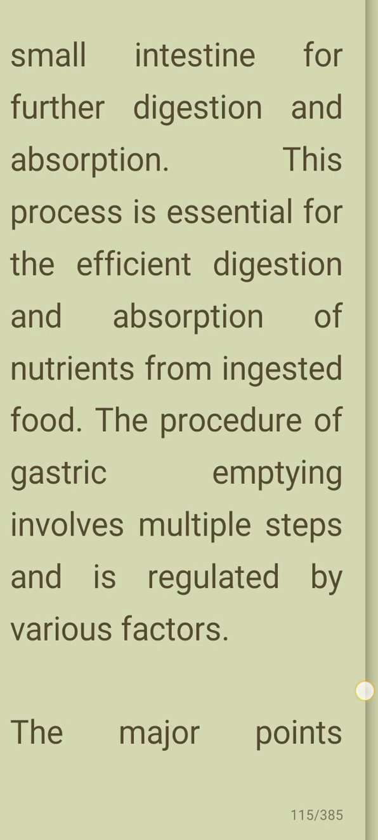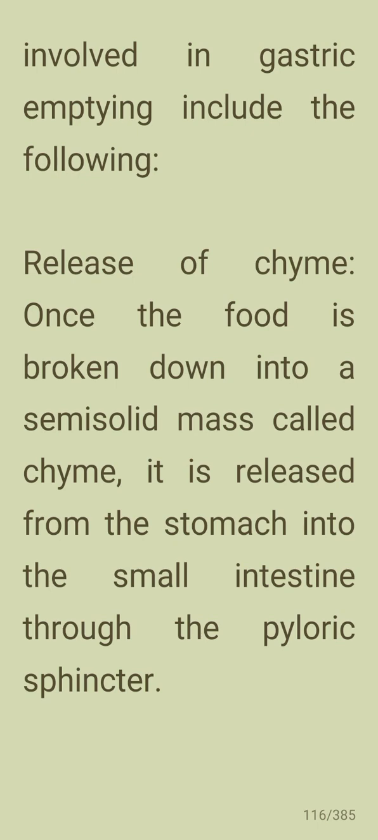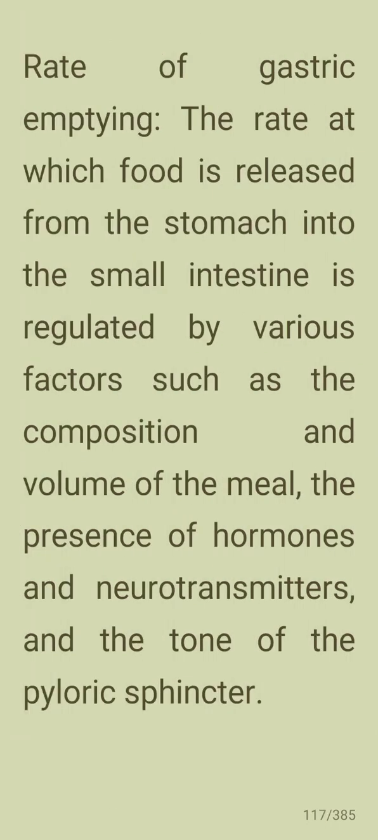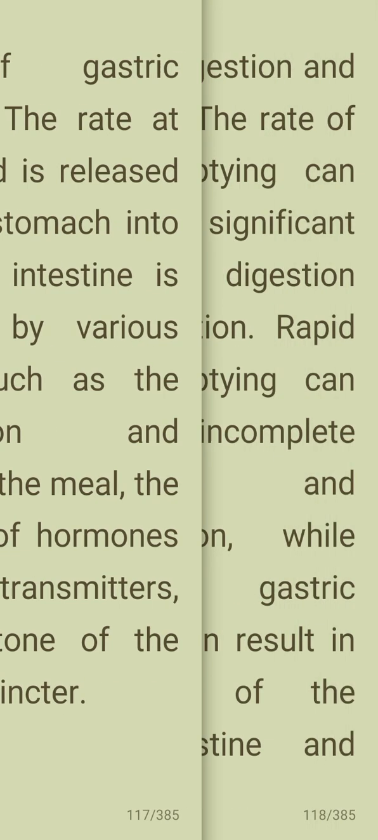So the major points involved in gastric emptying include the following. Release of chyme. Once the food is broken down into a semi-solid mass called chyme, it is released from the stomach into the small intestine through the pyloric sphincter. Rate of gastric emptying. The rate at which food is released from the stomach into the small intestine is regulated by various factors such as the composition and volume of the meal, the presence of hormones and neurotransmitters, and the tone of the pyloric sphincter.